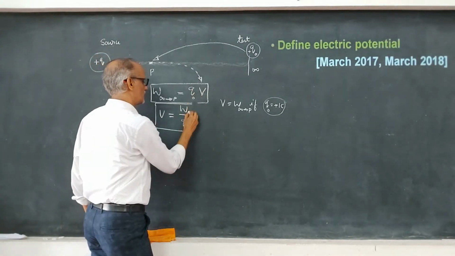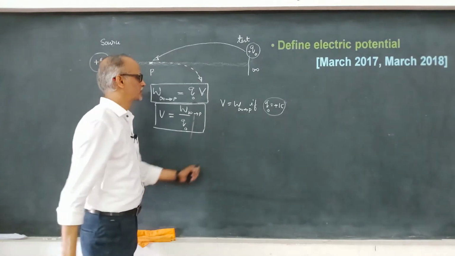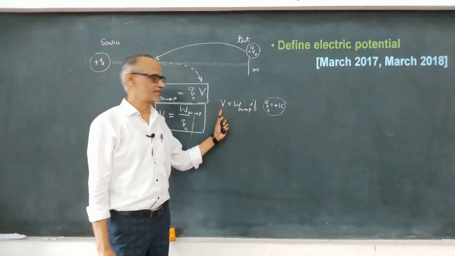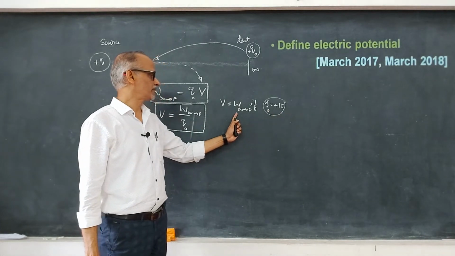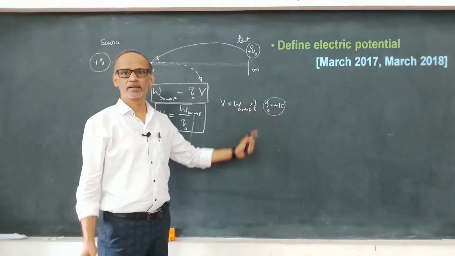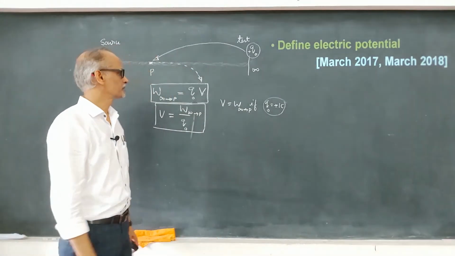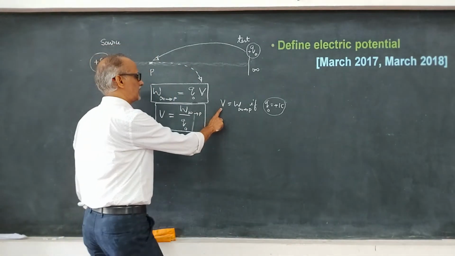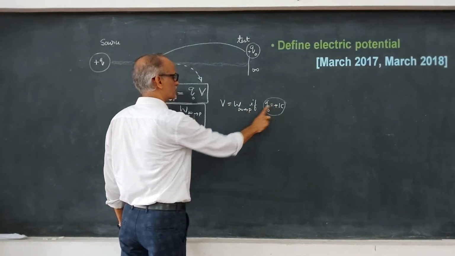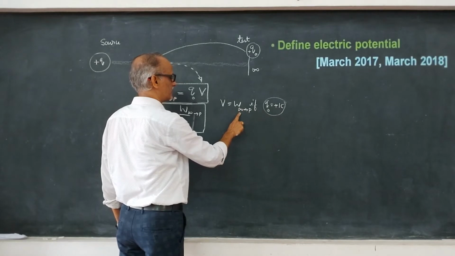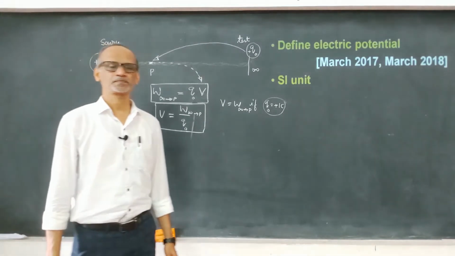Okay. So, here we can define electric potential. Electric potential at a point is defined as the work done in moving unit positive charge from infinity to that point against the electric field. So, this is the definition of electric potential. So, let me repeat the definition. Electric potential at a point is defined as the work done in moving unit positive charge from infinity to that point against the electric field.